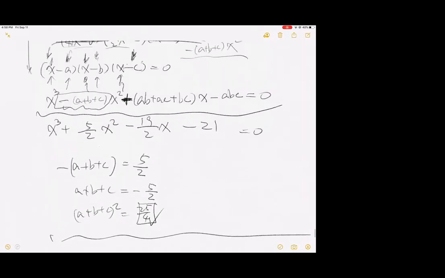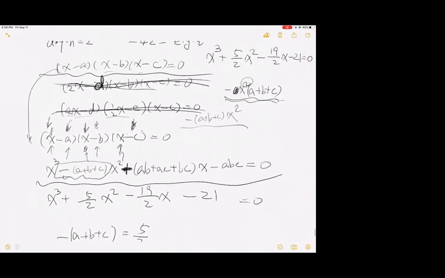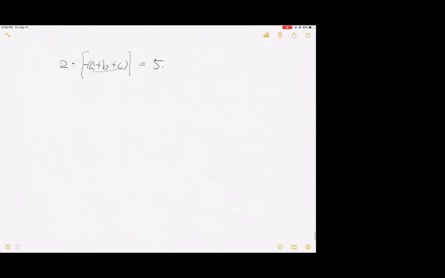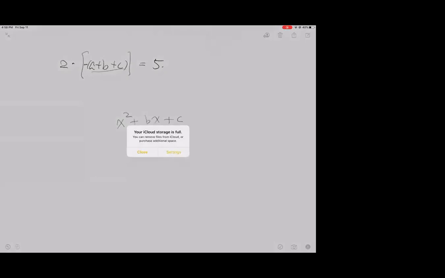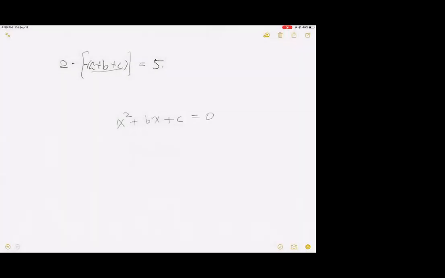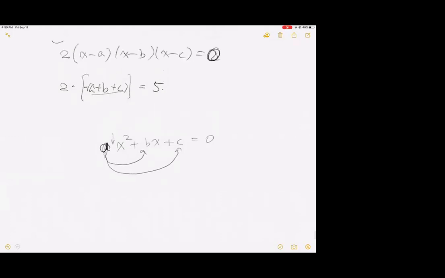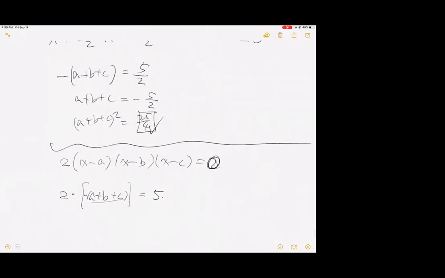Typically, when we solve a quadratic equation, it could be x squared plus bx plus c. I'm just saying this b and c are different from the abc over there. We don't really care if there is an a, because we can always divide both sides of the equation by a, and then the coefficient for the highest order term is 1. So the same idea here: Kyle did 2 times x minus a times x minus b times x minus c.